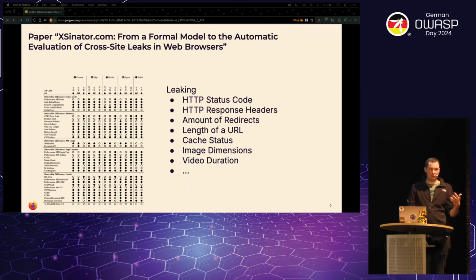And it's not just frames. There was a different research paper by the same authors where they tried to find all kinds of leaks in the web platform, in how the web is supposed to work. And they found that there are countless ways to leak stuff that might be sensitive depending on the application. For example, you can leak HTTP status codes, response headers, the amount of redirects that a URL is going through, the length of a URL, and so much more.